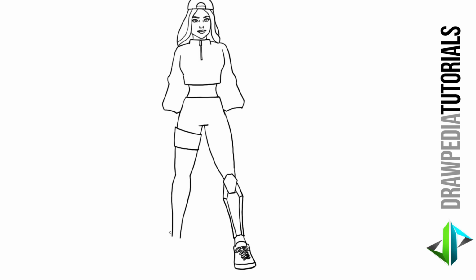Continue the line downwards to her shoe and flare it slightly outwards. And on her ankle point, I'm gonna draw a curved line across. I'm gonna copy the same shape of her shoe on the left side right here.